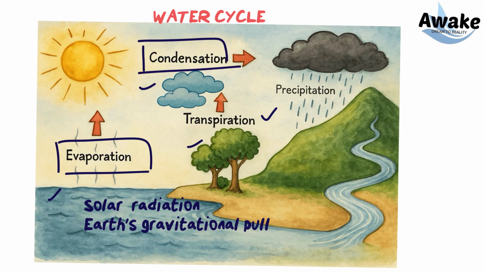After the condensation, these clouds will drift away with the wind, and when they meet cold air, they will start precipitating. Even the gravitational pull is also a responsible factor for the precipitation in a particular area. This is how the water cycle is taking place.